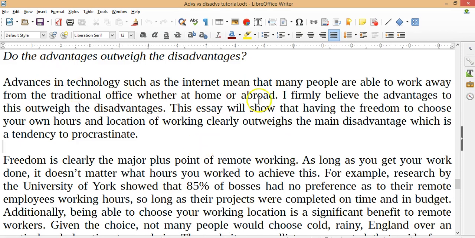So sentence 1, advances blah blah blah. I firmly believe the advantages to this outweigh the disadvantages. So a clear expression here. The advantages outweigh the disadvantages. Now the outline. This essay will show that having the freedom to choose your own hours and location of working clearly outweighs the main disadvantage, which is a tendency to procrastinate.